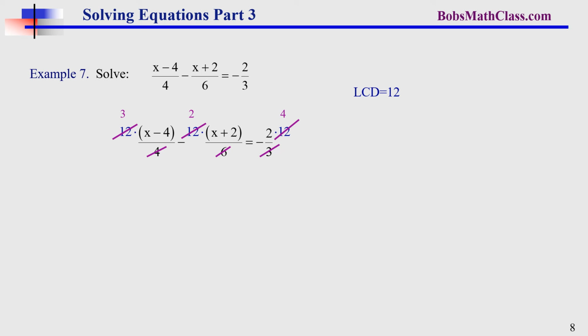All right, so we have 3 times x minus 4 is 3x minus 12. And then negative 2 times x plus 2 is negative 2x minus 4. Hopefully you got that minus 4 there. On the right-hand side, we have a negative 2 times 4, which is negative 8. Now we will add like terms on the left side. A 3x minus 2x is simply x. And minus 12 minus 4 is negative 16.